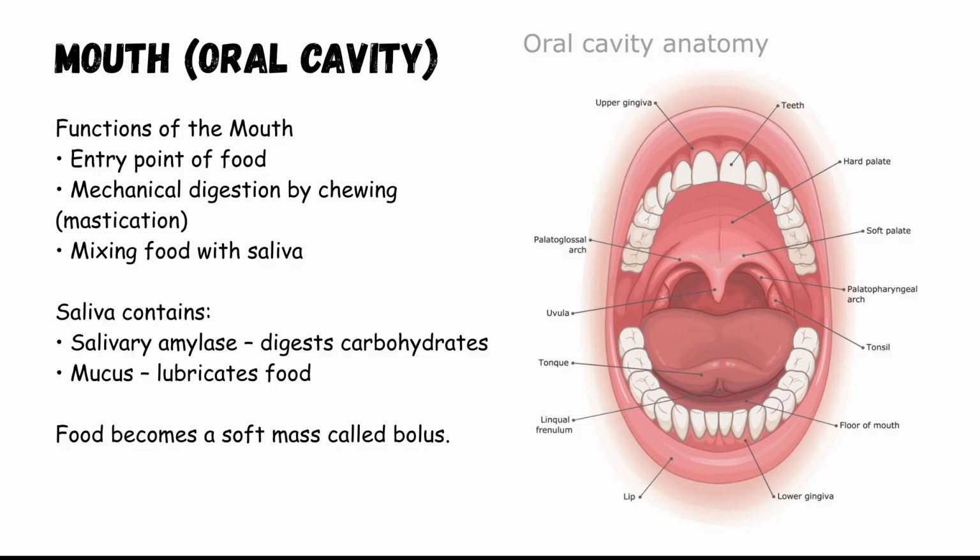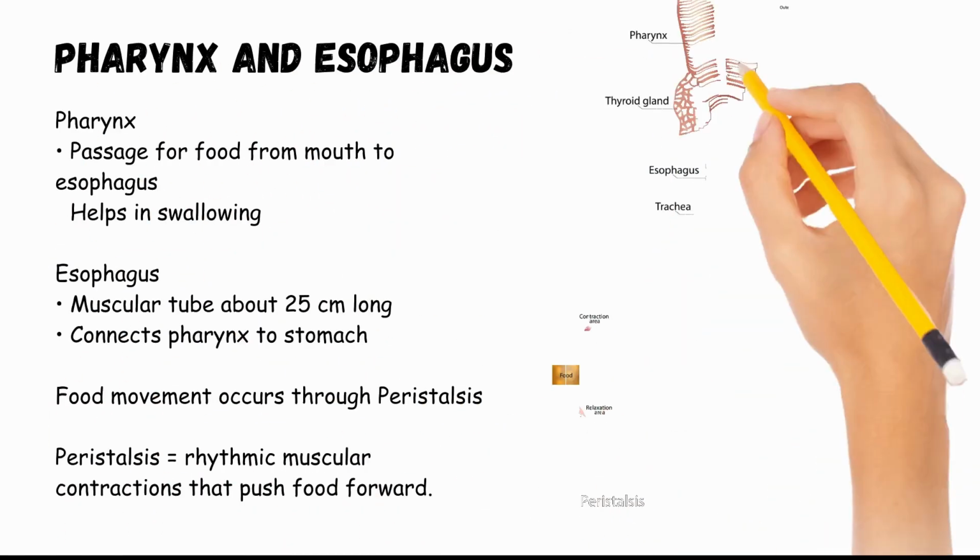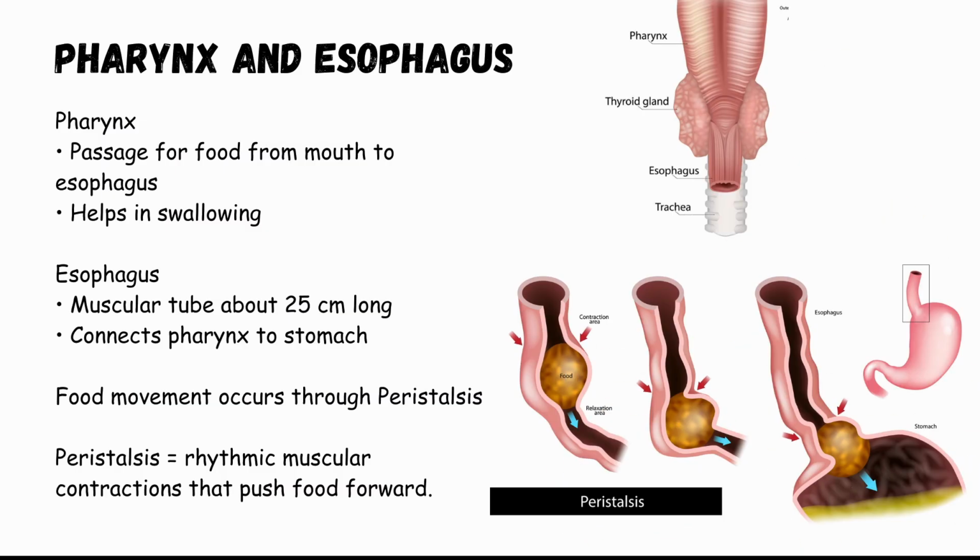After chewing and mixing with saliva, the food forms a soft mass called a bolus, which is then swallowed and moves into the pharynx. After leaving the mouth, the food enters the pharynx, which acts as a common passageway for both food and air. During swallowing, a small flap called the epiglottis closes the opening of the trachea, preventing food from entering the respiratory tract.